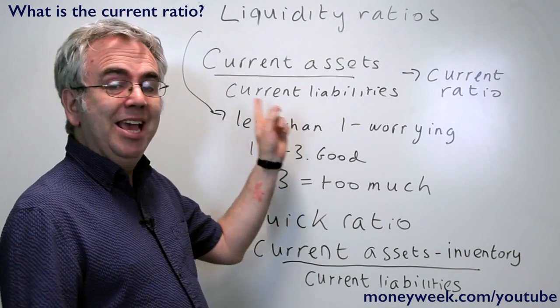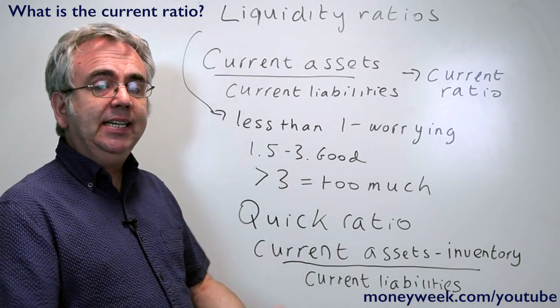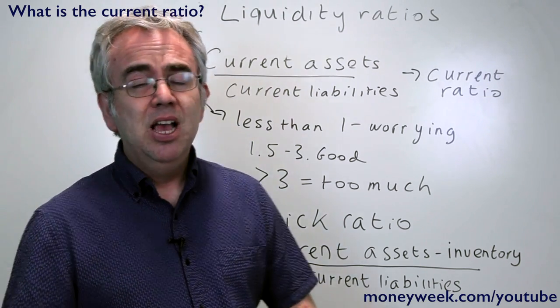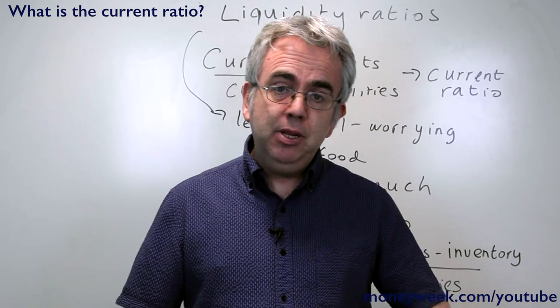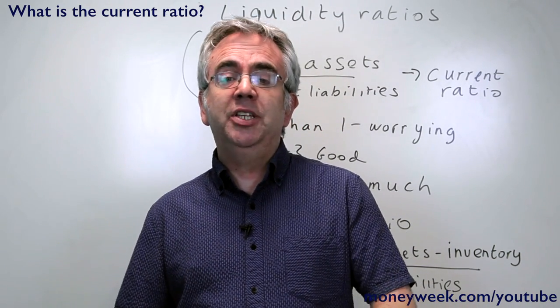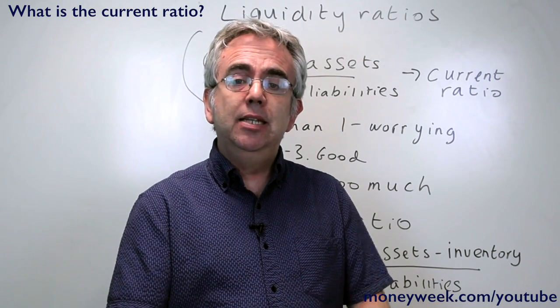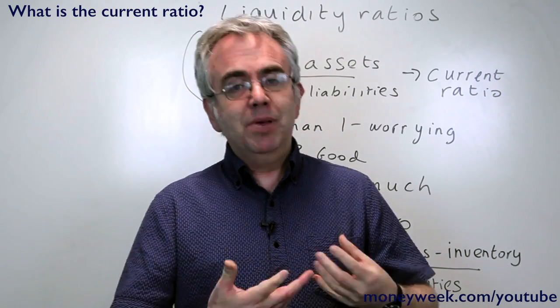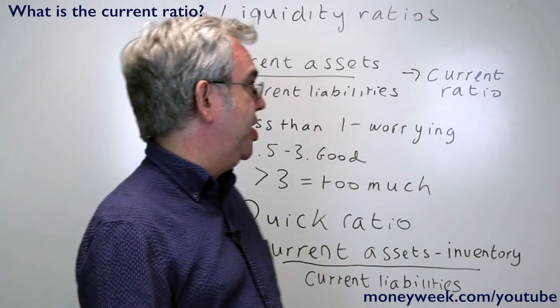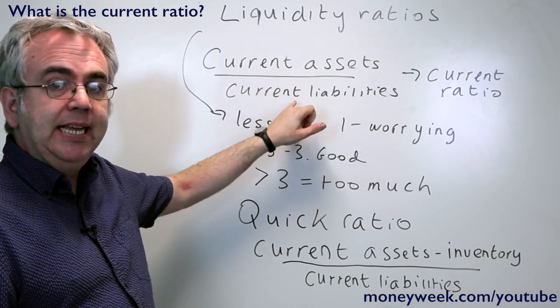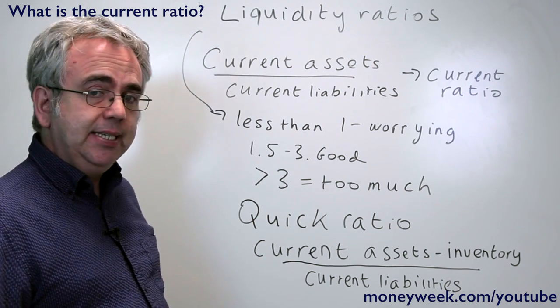And then the current liabilities are basically the debts that the company will have to pay within the next year. So that's mainly accounts payable, the bills that are going to come in from the suppliers, but it's also a portion of the company's long-term debt that will become due within the next year. So you get this current ratio, as I say, dividing current assets by current liabilities.